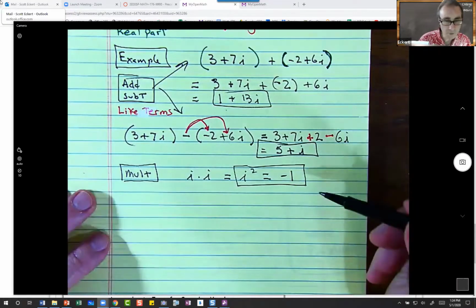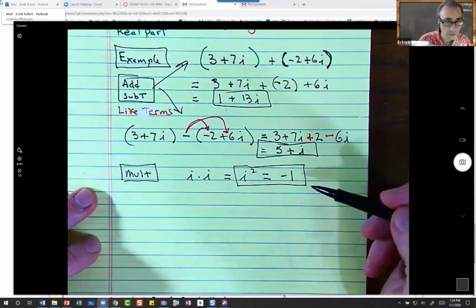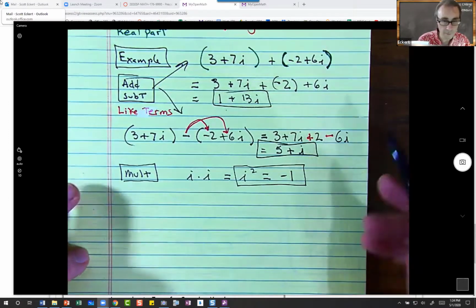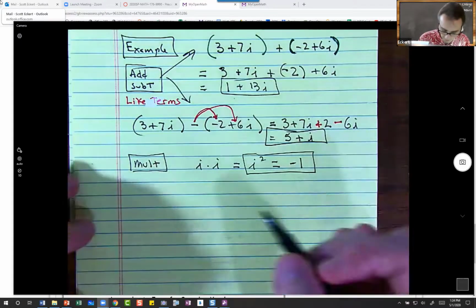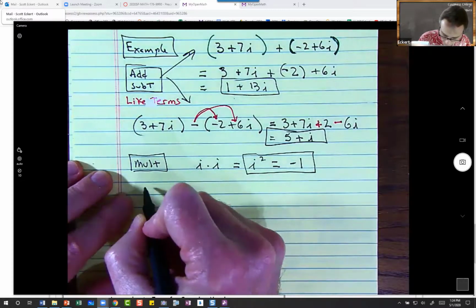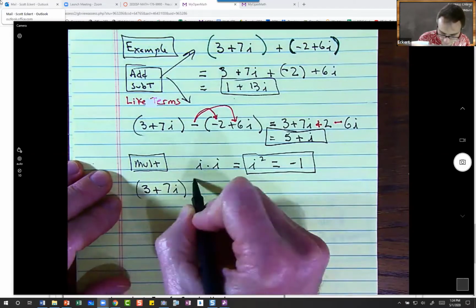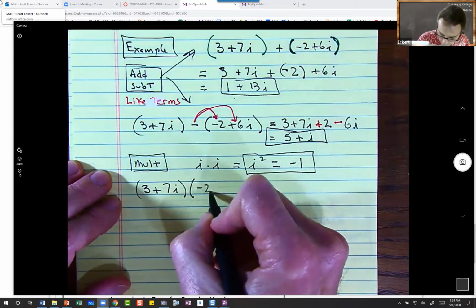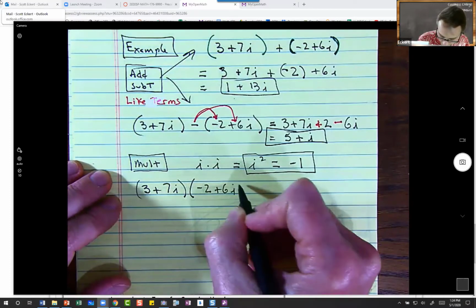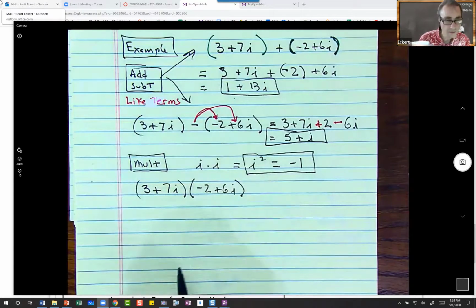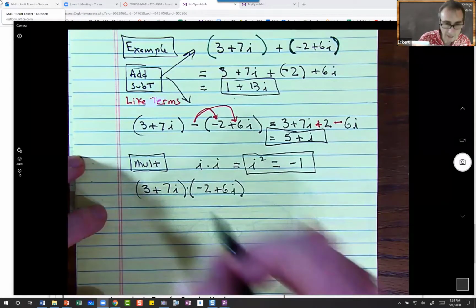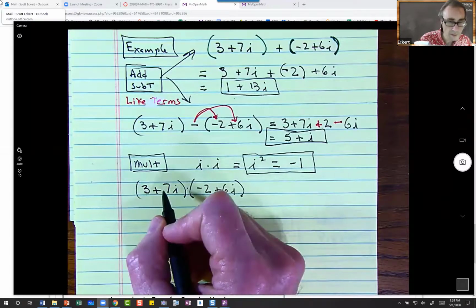Now, when we get into multiplying, this is going to be important because we'll have to multiply complex numbers. So here's an example of a multiplication problem. 3 plus 7i times negative 2 plus 6i. So this is not add, it's not a subtract, it's multiply of a group times a group.